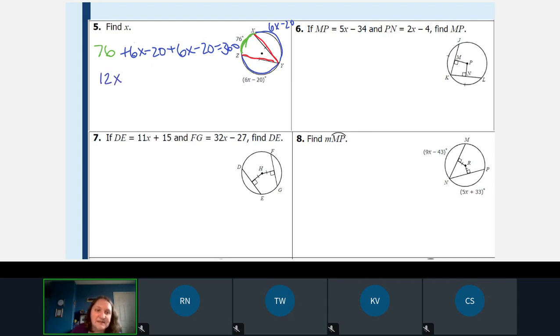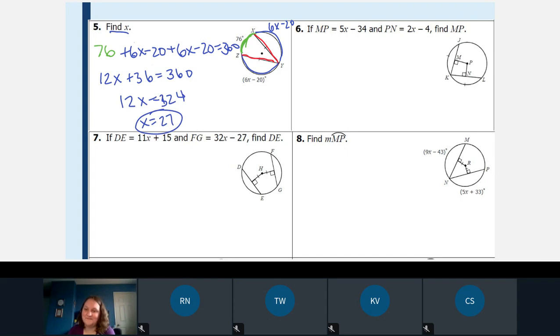6x plus 6x. 76 minus 20 again. What do we get? 36. Subtract 36 from both sides. Is that right? 324. And then divide both sides by 12. Yes, very good. And the question was just asking us for x, so we can stop right there. Oh, sorry, Mohammed, I was going fast. Cool.